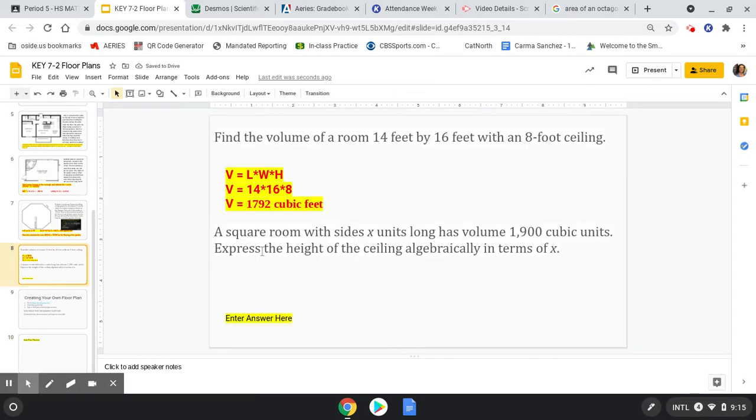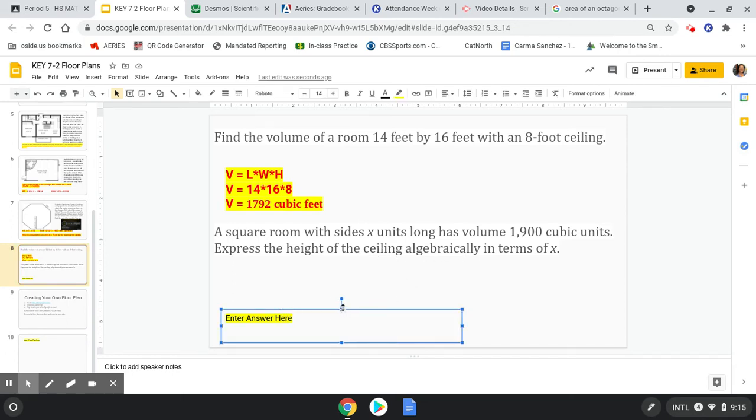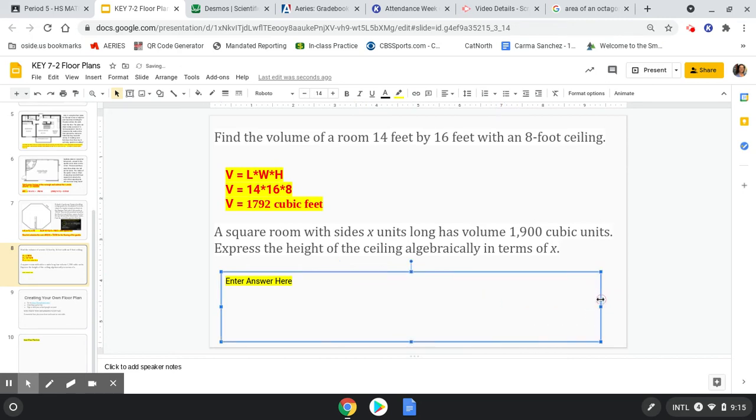Okay, next one. A square room with sides x units long has a volume of 1900 cubic units. Express the height of the ceiling algebraically in terms of x. Now, the fact that it's a square room or a cube means that when you multiply the length times width times height, in this case, they're all going to be x. So volume is equal to length times width times height, but in this case, those are all x.